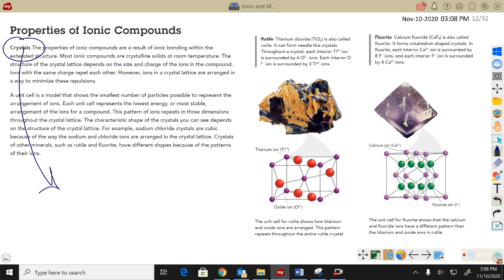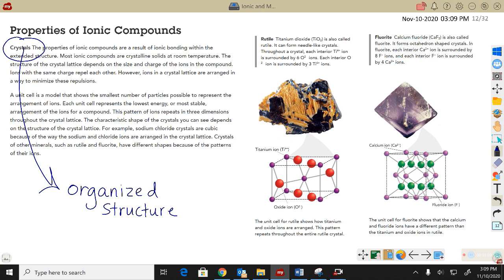In general, crystals are substances with an organized structure. Ionic crystals will have a very organized pattern of oppositely charged ions, and they'll arrange themselves so that we maximize attraction and minimize repulsion. I don't want two negative ions really close to each other. They're going to repel. So we organize them in different shapes and structures to maximize attraction and minimize repulsion.